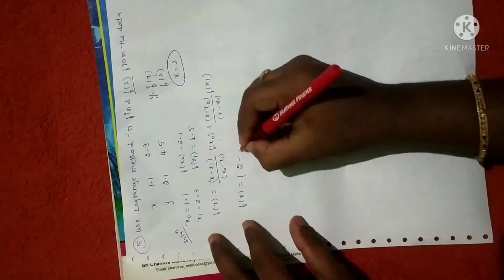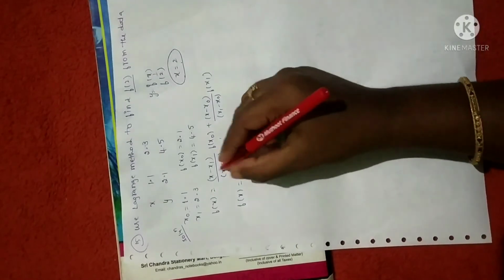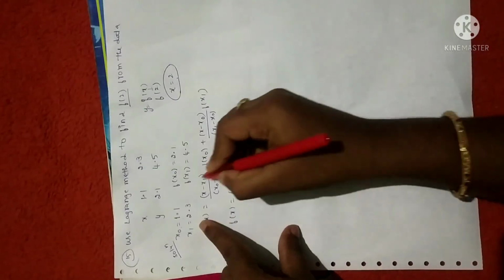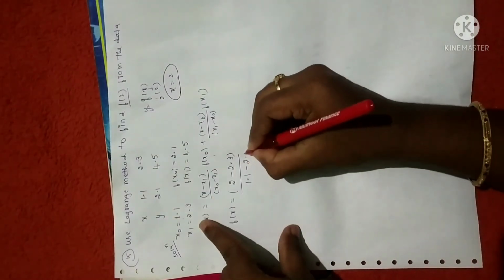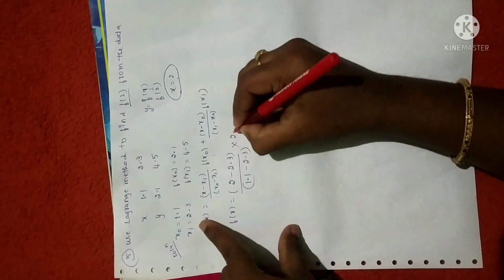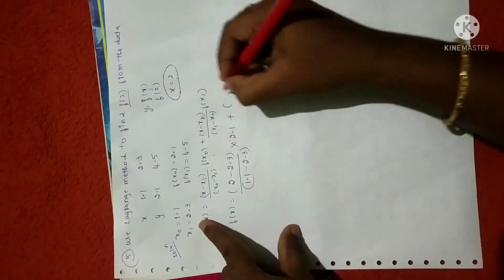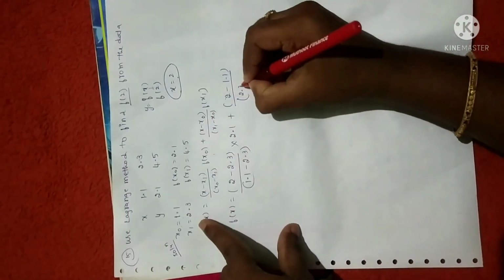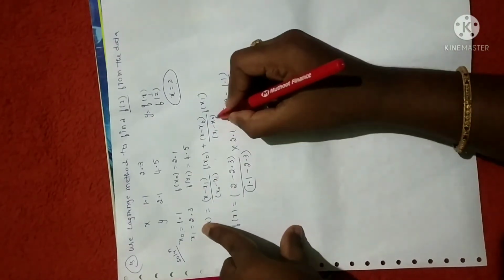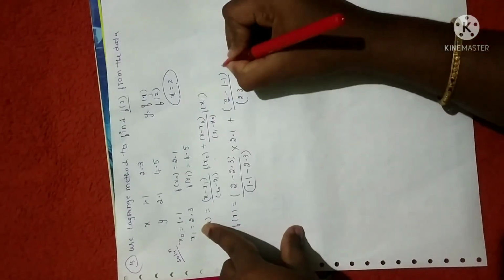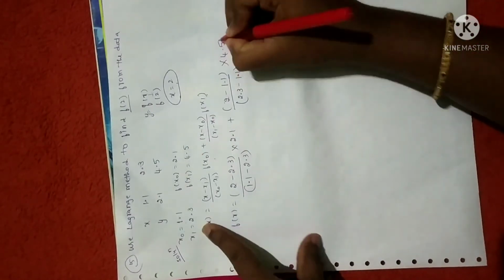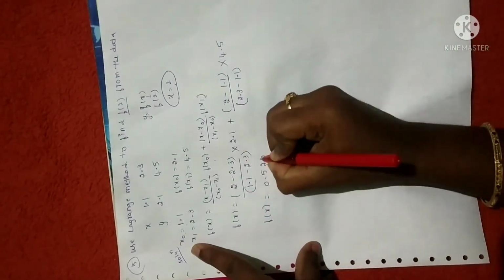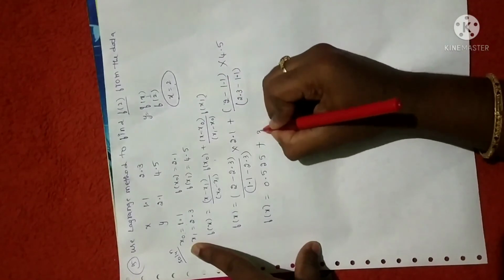Here x value is 2. 2 minus x1 is 2.3, divided by x naught is 1.1 minus x1 value is 2.3, into f of x naught is 2.1, plus again x value is 2 minus x naught is 1.1, divided by x1 value is 2.3 minus x naught value, which is 1.1, into f of x1 is 4.5. So let me use the calculator. After simplification you will get 0.525 plus 3.375.